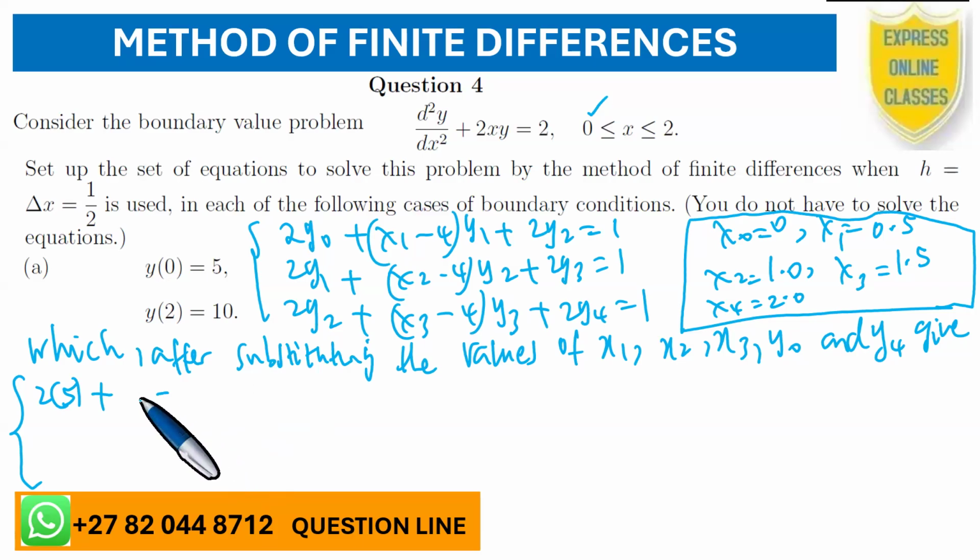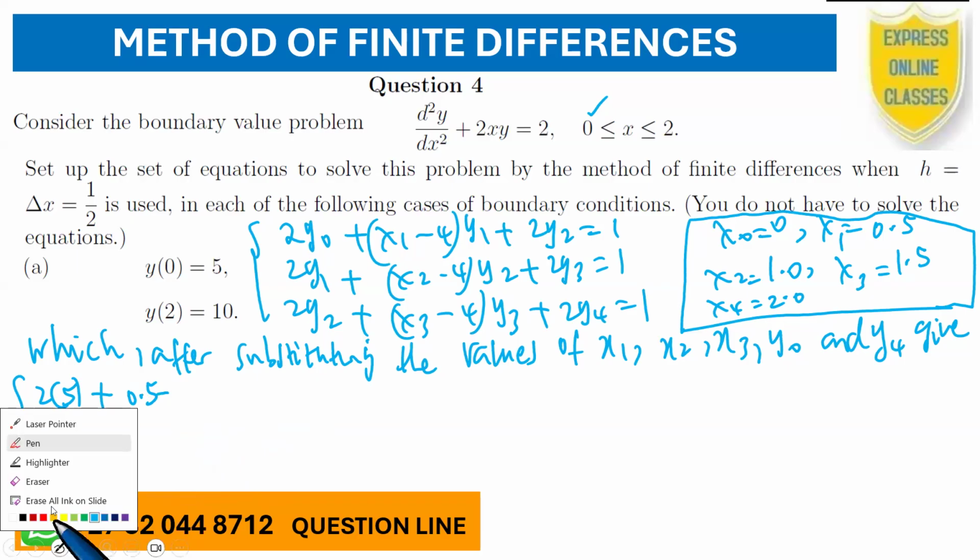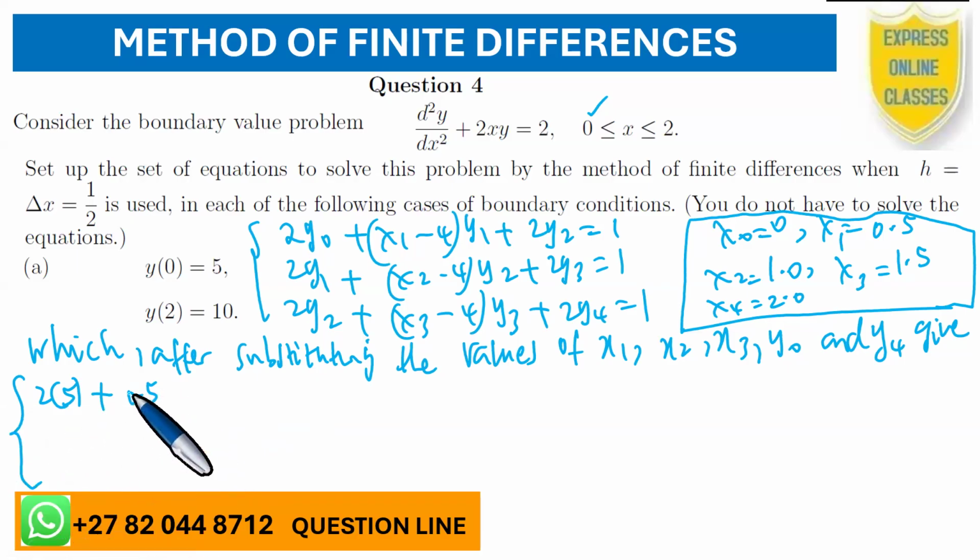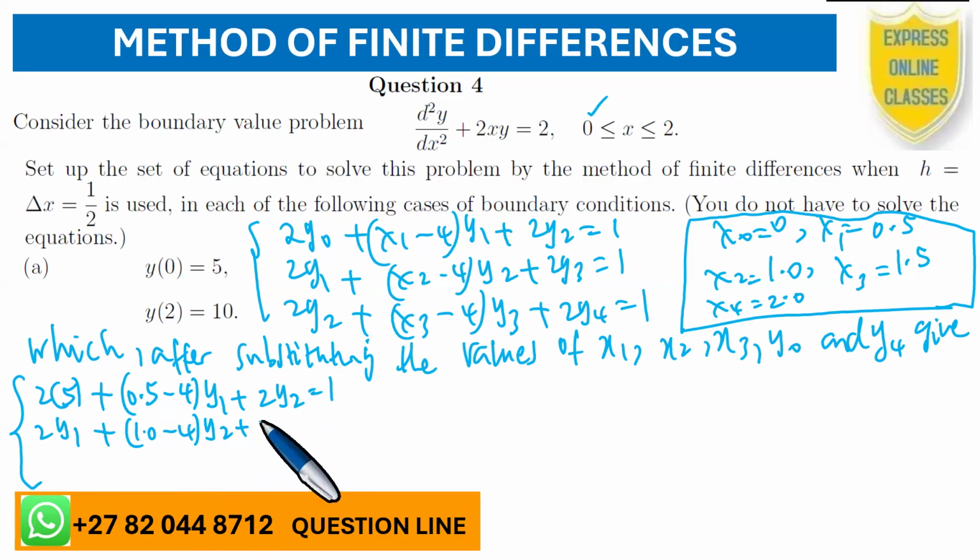So what is x1? Minus 4. What is y1? y1, we don't know it. y2, we also don't know it. We get a 1. y1 we also don't know its value yet, but we can solve. But we don't need to solve yet. We need to get the equations. x2 we know. What is x2? It's 1.0 minus 4. Then we have y2, and then 2y3, which we don't know. The result is 1. y2 we also don't know. x3 we know. x3 is 1.5.